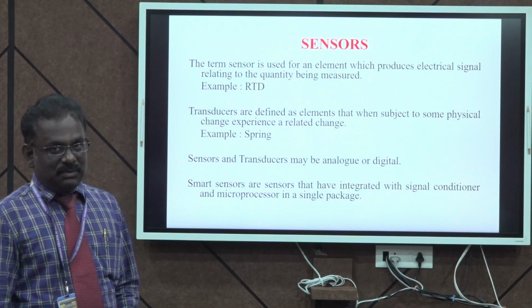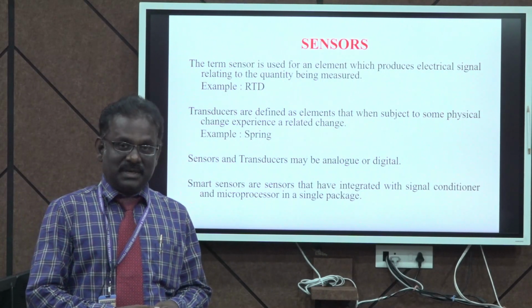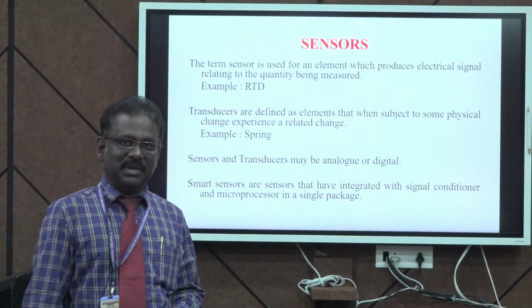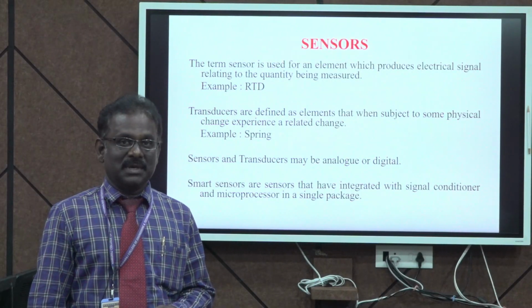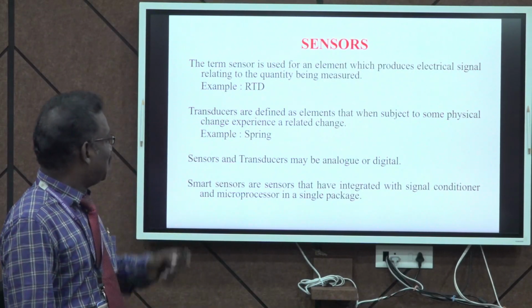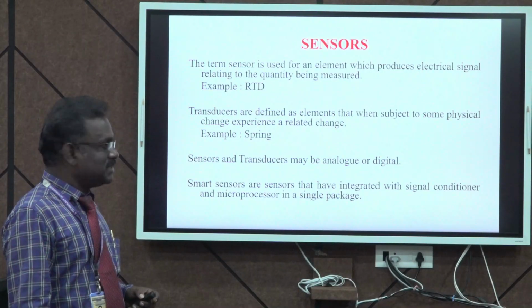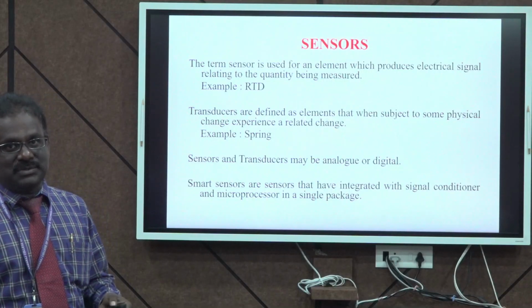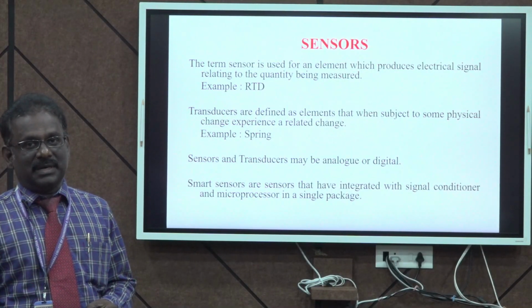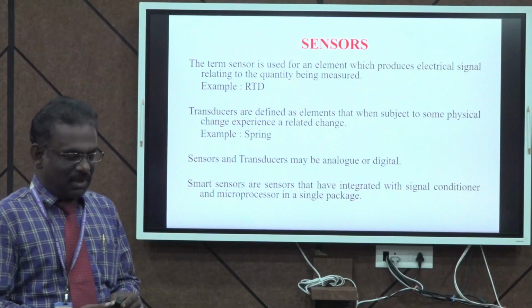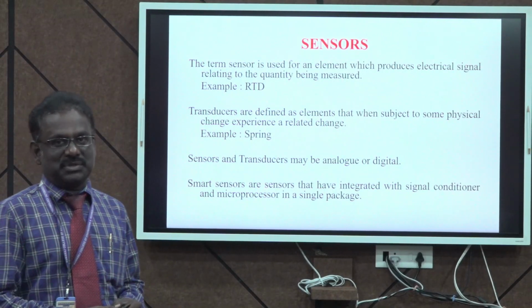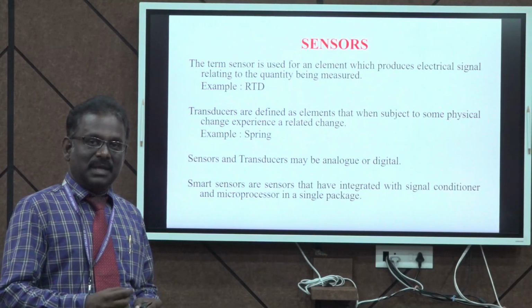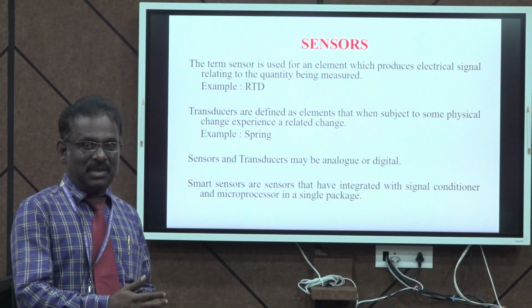We use the terms sensors and transducers interchangeably, but there is a difference between them. The term sensor is used for an element which produces an electrical signal relating to the quantity being measured. An example of a sensor is the RTD, resistance temperature detector. Here the function of the RTD is to detect the temperature. So, based on the temperature being measured by the RTD, the resistance of the RTD will vary.